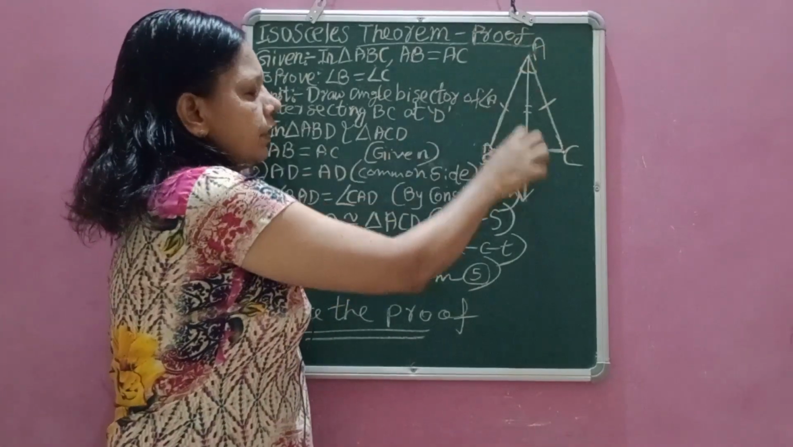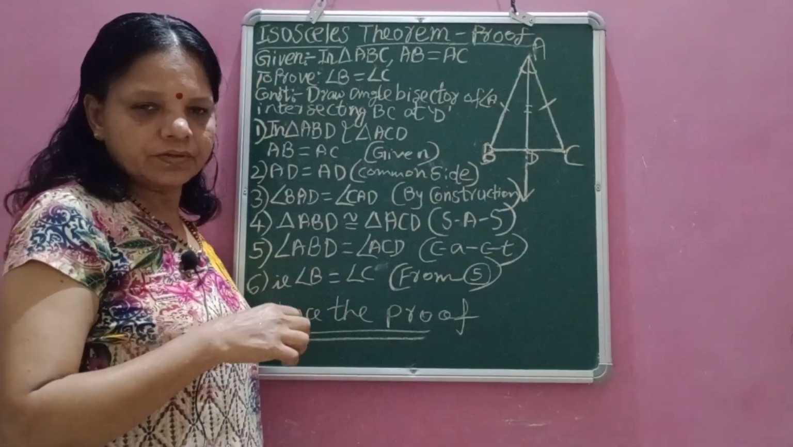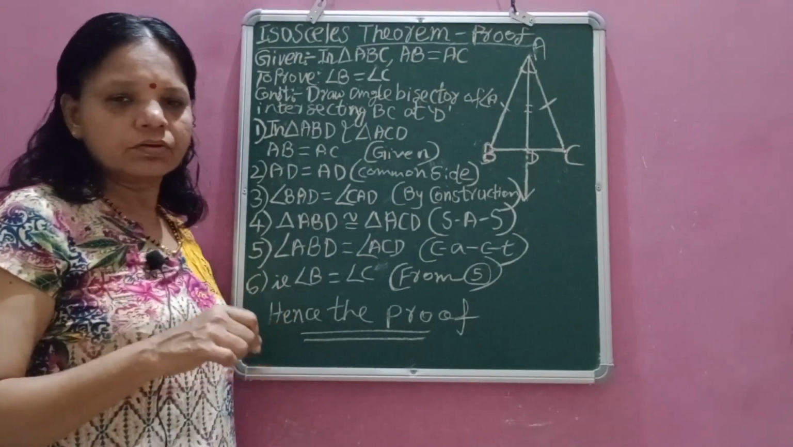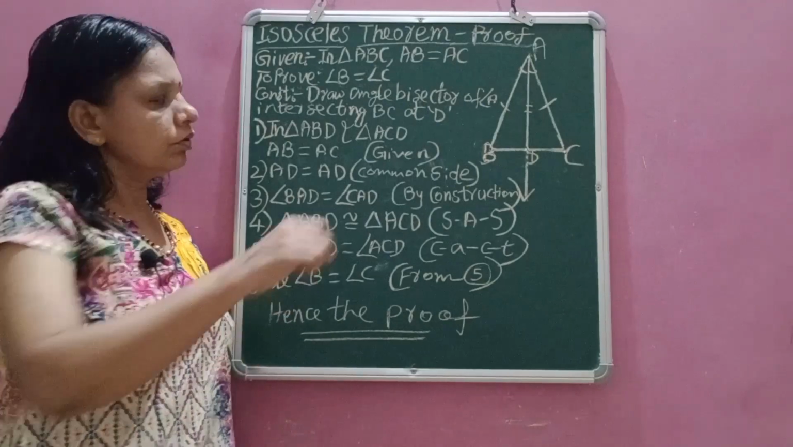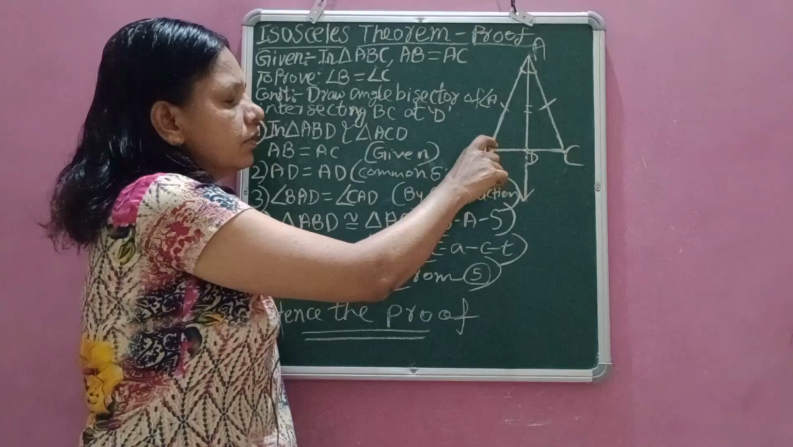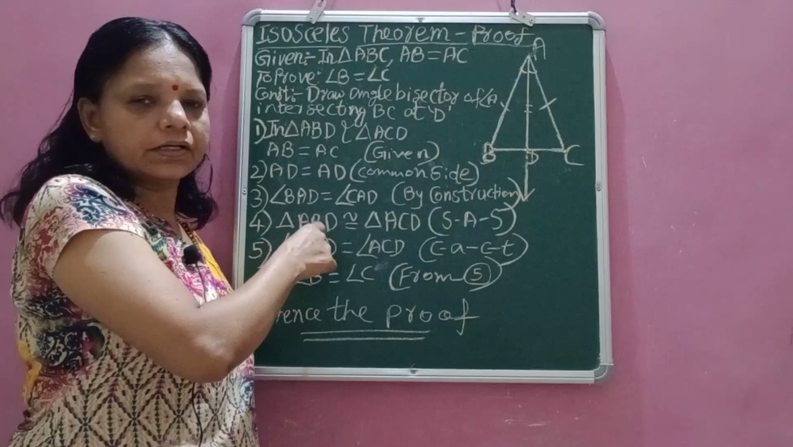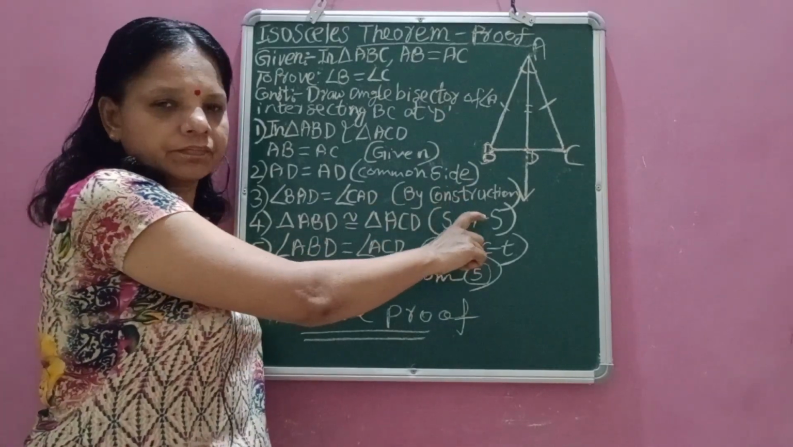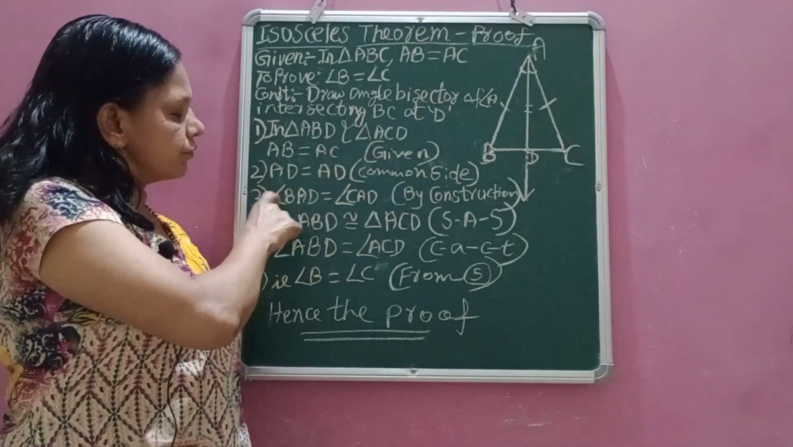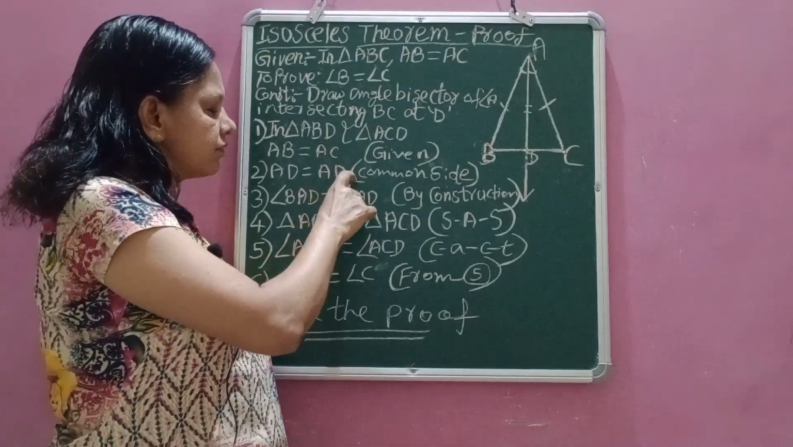Then angle BAD equal to angle CAD. What is the reason? AD is the bisector. A bisector divides the angle into two congruent parts. So, by the bisector, angle A is divided into two congruent angles, that is angle BAD and angle CAD. So for this you can write the reason: by construction. We constructed the angle bisector of angle A. Because of that, these two angles are equal. Are these statements clear?